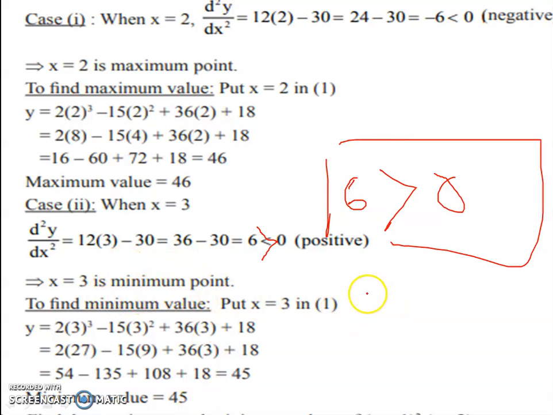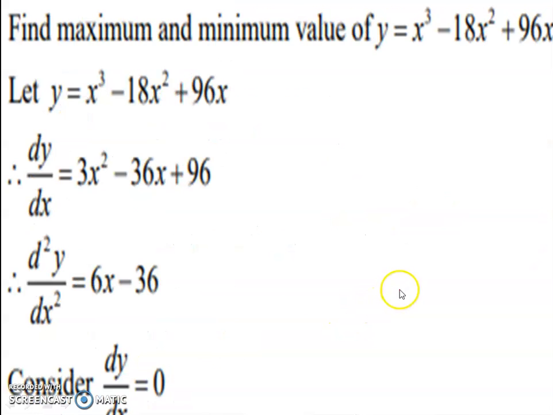In this way, we have to calculate maximum and minimum point. Next example, find the maximum and minimum values of y is equal to x cube minus 18x square plus 96x. We have to differentiate with respect to x on both sides. That is dy by dx is equal to 3x square, because the x cube derivative is 3x square. X square derivative is 2x, 18 into 2, 36. 96 remains the same, x derivative is 1.